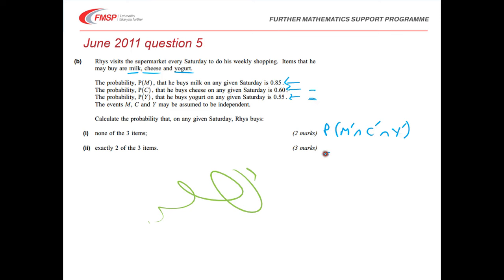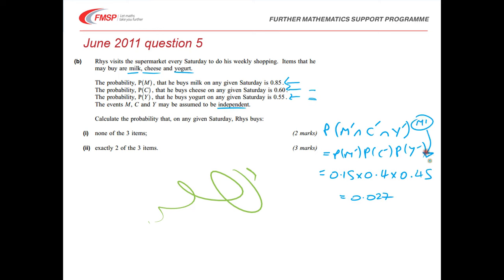So this is the probability of not milk, not cheese, and not yogurt. And because they're independent, we can simply just expand these as products. Okay, so for part one, we can calculate this, not M, which is 0.15, not cheese, and not yogurt. And by calculating all of those, again, we're going to get our value 0.027. So a method mark for understanding the multiplication, and then an accuracy mark for the correct answer.